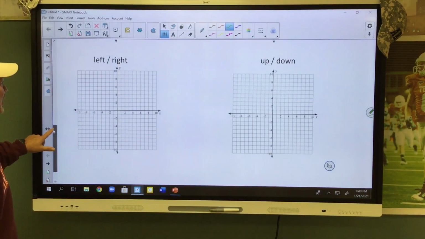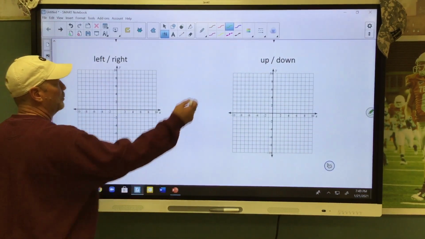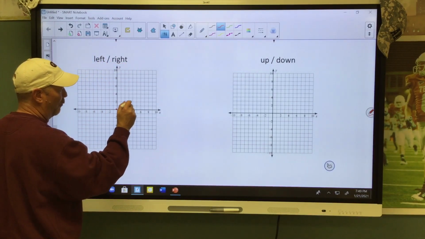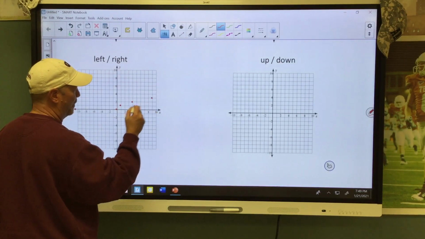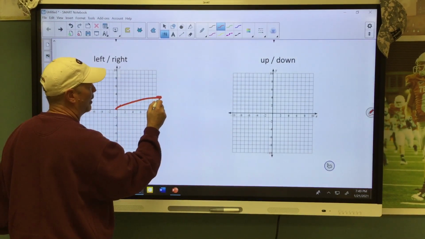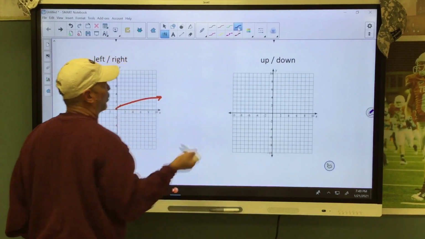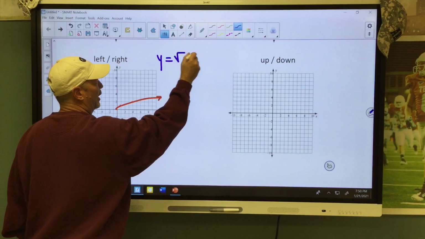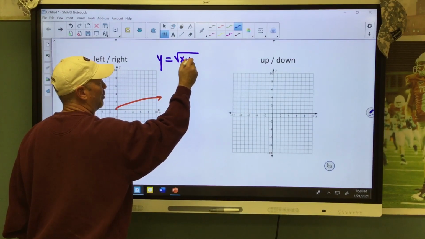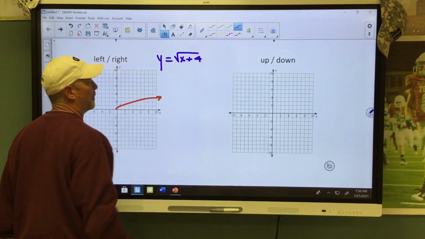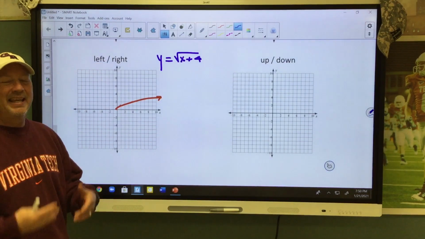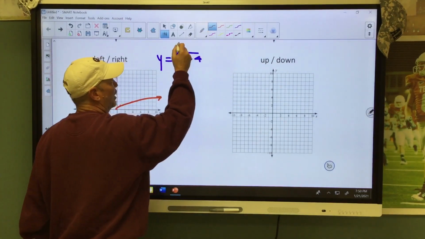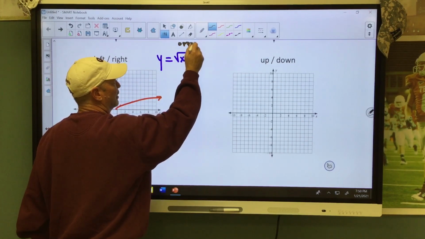What about if we shift left or right? Okay, let's put our parent function up. We're still at the origin. We're at 1, 1. We're at 4, 2. And we're at 9, 3. And then we're going to ask you to shift it. Let's say that I gave you y equals the square root of x plus 4. Remember, if it's underneath the radical, we're going to ask you to think opposite.